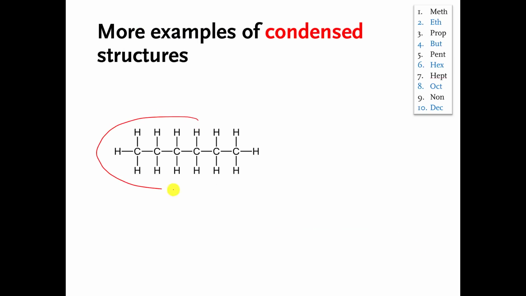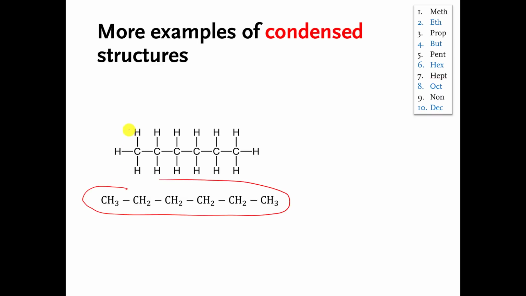This is the expanded structure for hexane because it has 6 carbons in a row. This is the condensed structure for hexane. All we're doing is making a little map between the expanded structure and the condensed structure. This thing here goes there, the second carbon goes there, and on down the line.